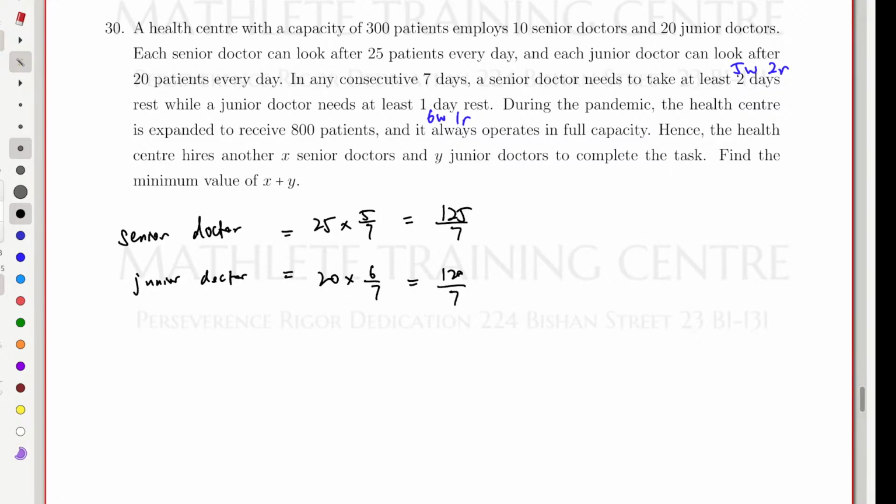Now, of course, you cannot care for half a patient, right? Or like 1/7 of a patient. But this is an average, so this is acceptable. This is an average across the entire week. So who is more worth it to hire? You can see that the senior one is more worth it to hire, right? Senior is more worth. Wait, I forgot the word more.